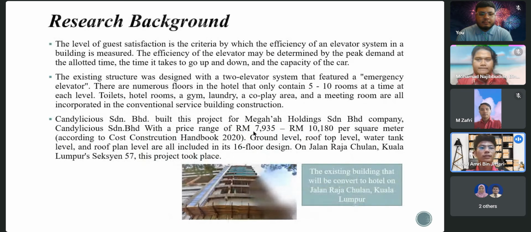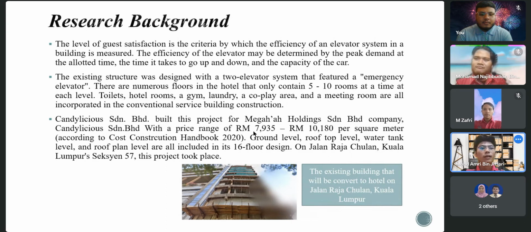Okay, for the research background, the level of service certification is the criteria by which the efficiency of an elevator system in a building is measured. The efficiency of the elevator may be determined by the peak demand at the allowed time, the time it takes to go up and down, and the capacity of the car. The second one, the existing structure was designed with a two elevator system that features an emergency elevator.